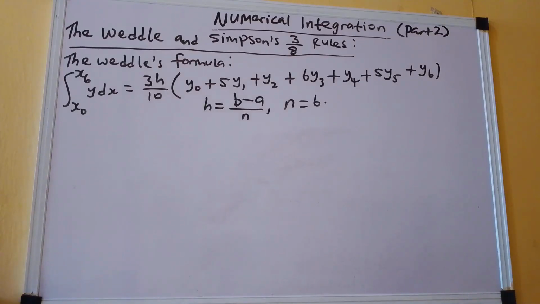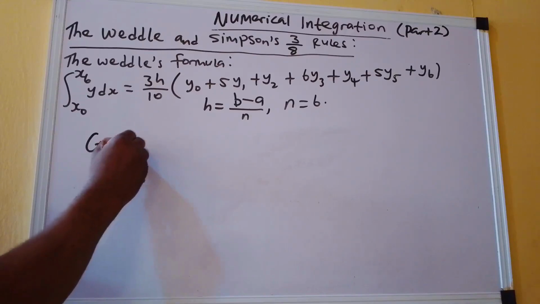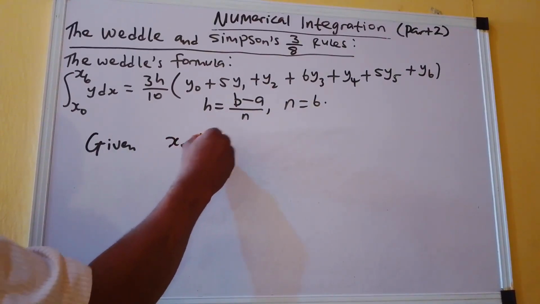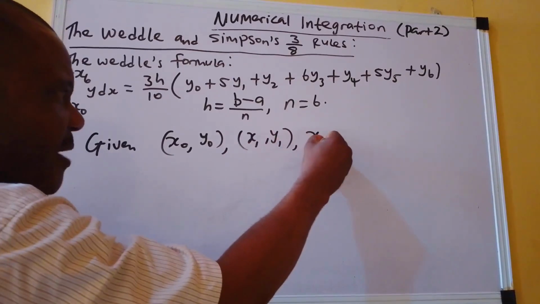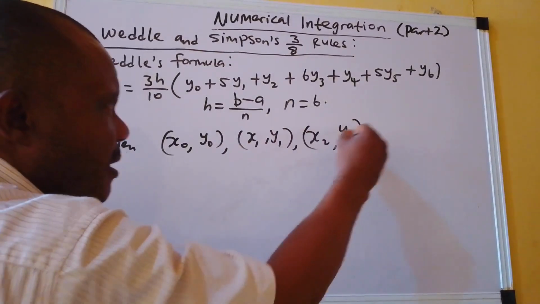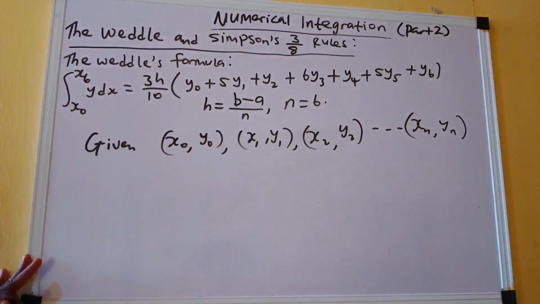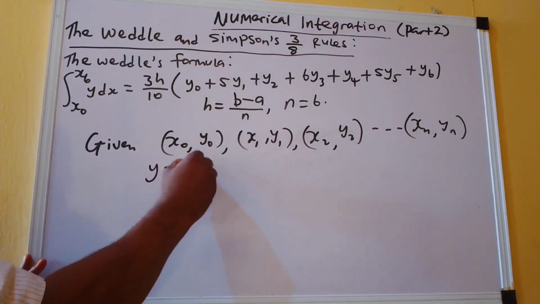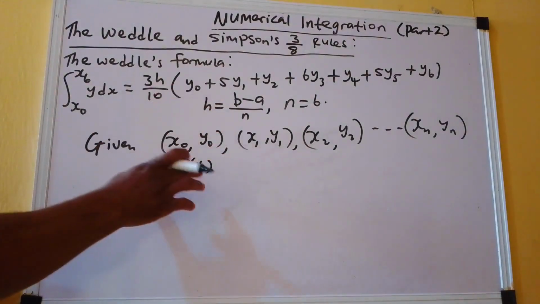Remember, the essence of numerical integration is when you are given a set of data points as x0, y0, x1, y1, x2, y2, down to xn, yn. All these data points are from a function which is called a function of y equals f of x. They are obtained from the function.